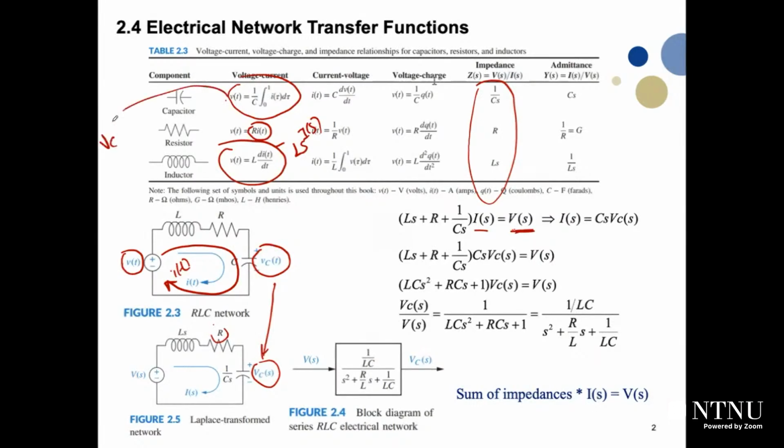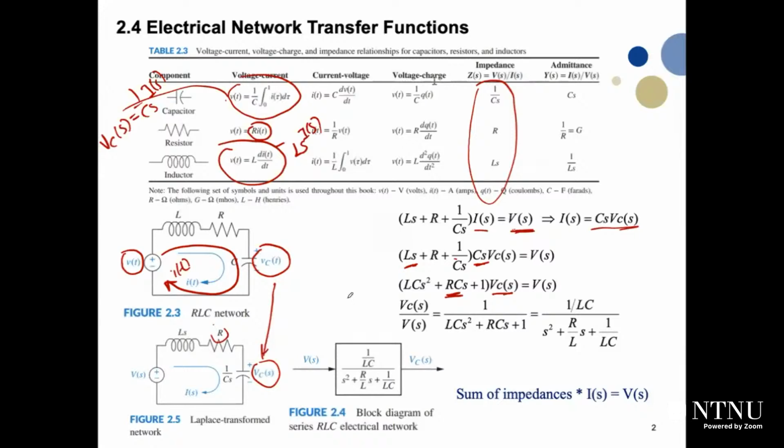We can say that Vc of S equals 1 divided by Cs multiplied by I of S. So just substitute the value of I of S, which is Cs multiplied by Vc of S. So do this substitution, multiply Vc inside. So this one will be LCS squared, this one would be RCS, and this one would be 1 divided by Cs multiplied by Cs, so it will be 1. And there's a total multiplied by Vc of S.